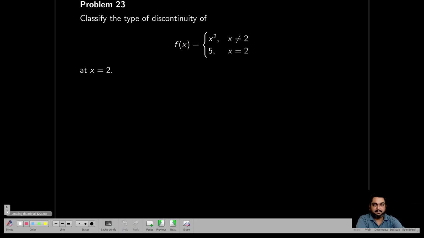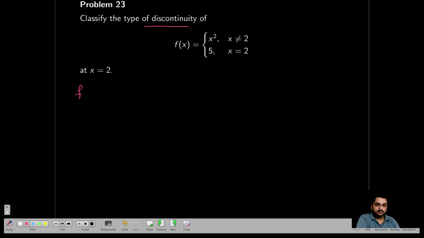You already know it. Next, classify the type of discontinuity. There are 3 types you have seen, right? Removable, jump, infinite discontinuity. So which one of them is this? They are asking. There are 3 types, so let us test which one of these.